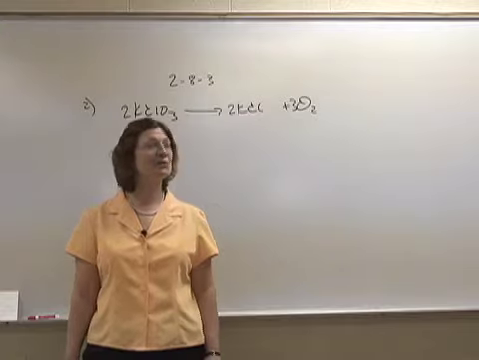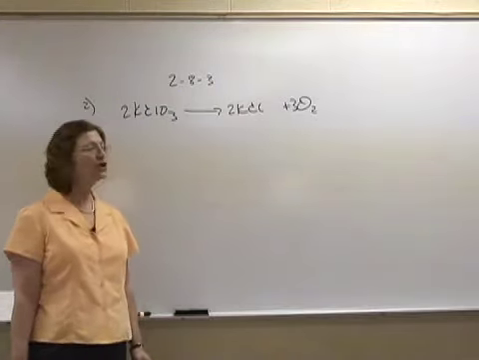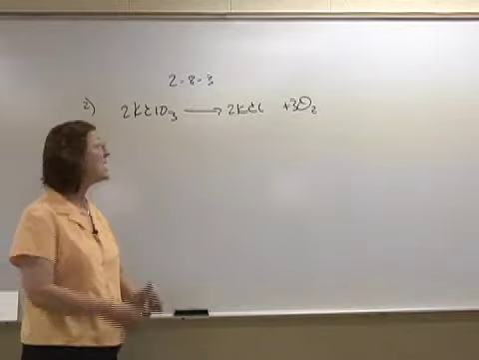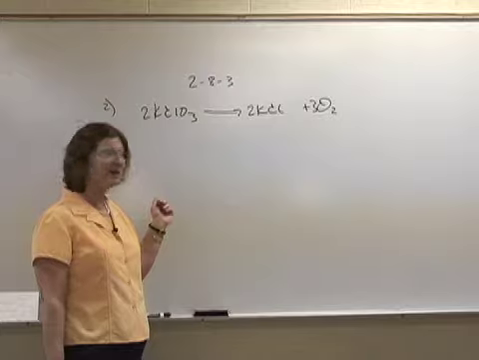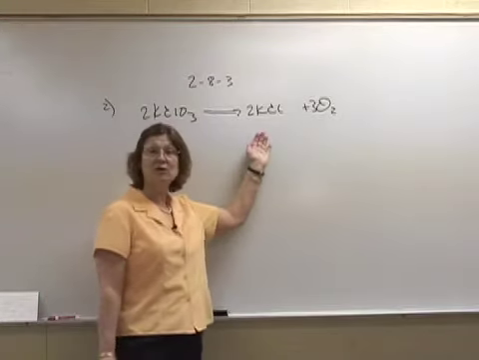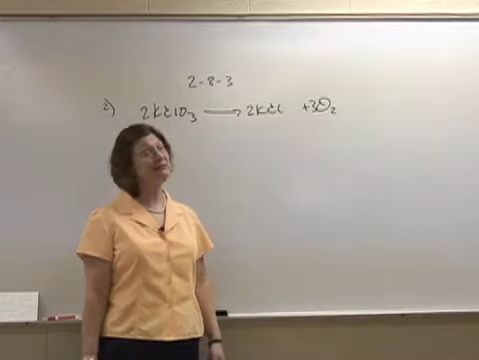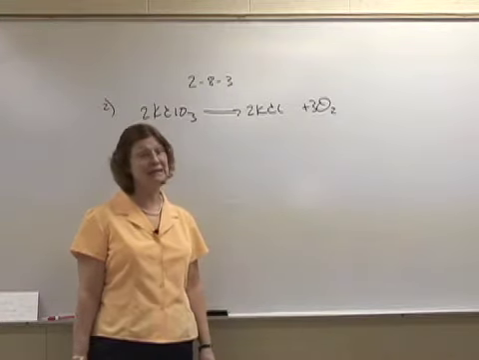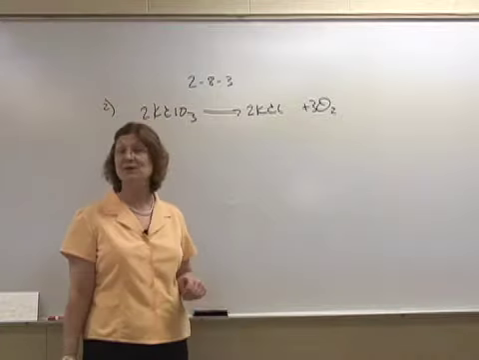In number 2, we have one of my most favorite equations. You must know your decompositions. This one is a metallic chlorate, and whenever I decompose a metallic chlorate, I always get a metal chloride and oxygen, and then I must balance the number of atoms, because based on the law of conservation of mass and energy, I must have the same number of atoms on both sides of the equation.